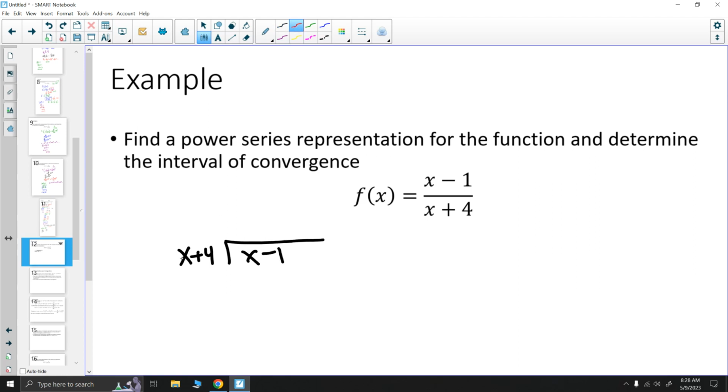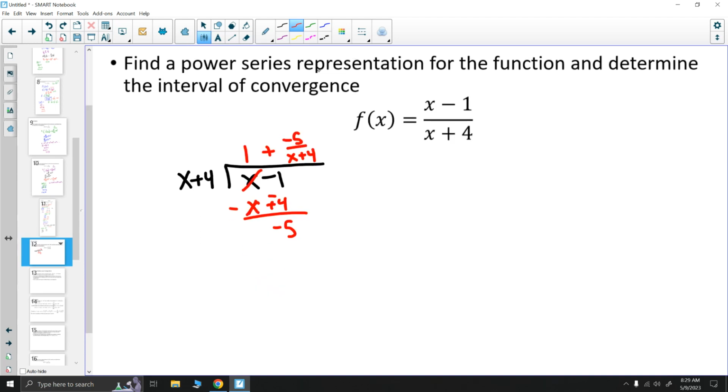Okay, so x times 1 would make it x. So 1 times x is x. 1 times 4 is plus 4. And then we are going to flip the signs, draw our line here. This cancels. Negative 1 minus 4 is negative 5. So that's our remainder. So we'd say plus negative 5 over x plus 4. Okay, so what we have here then is 1 plus negative 5 over x plus 4. This is what this function is.